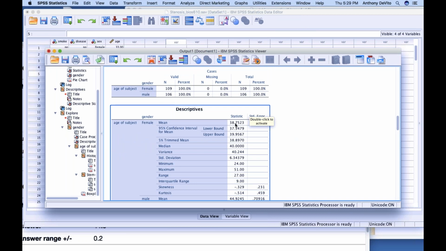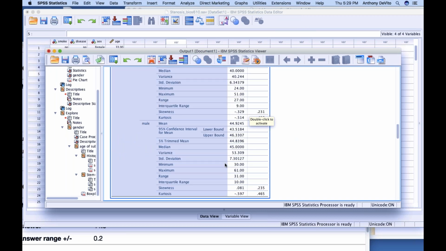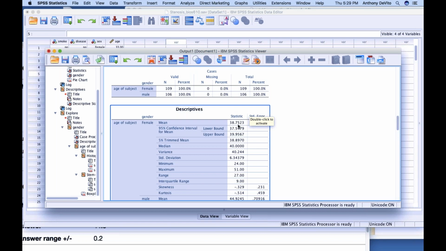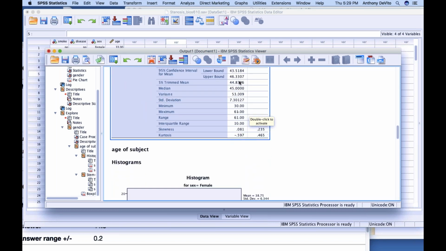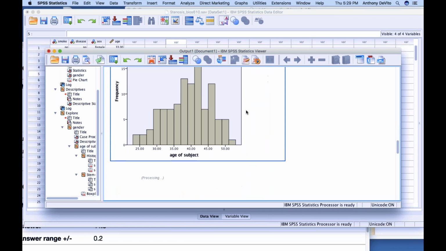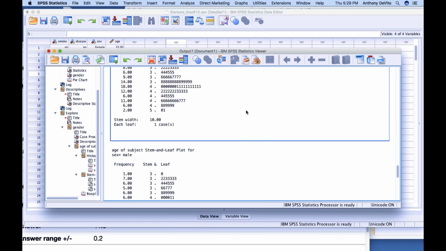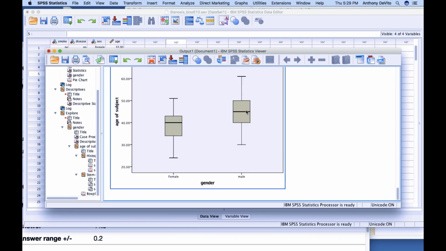It gives me the mean age for females and standard deviation and a lot more information. It gives me the mean age for males and so on. So I can compare the mean age for females, 38, to the mean age for males, which is 45, and so on, and standard deviation and so on and so forth. I can see histograms for those two groups, splits it up into two groups. I can even see box plots for those two groups, right?